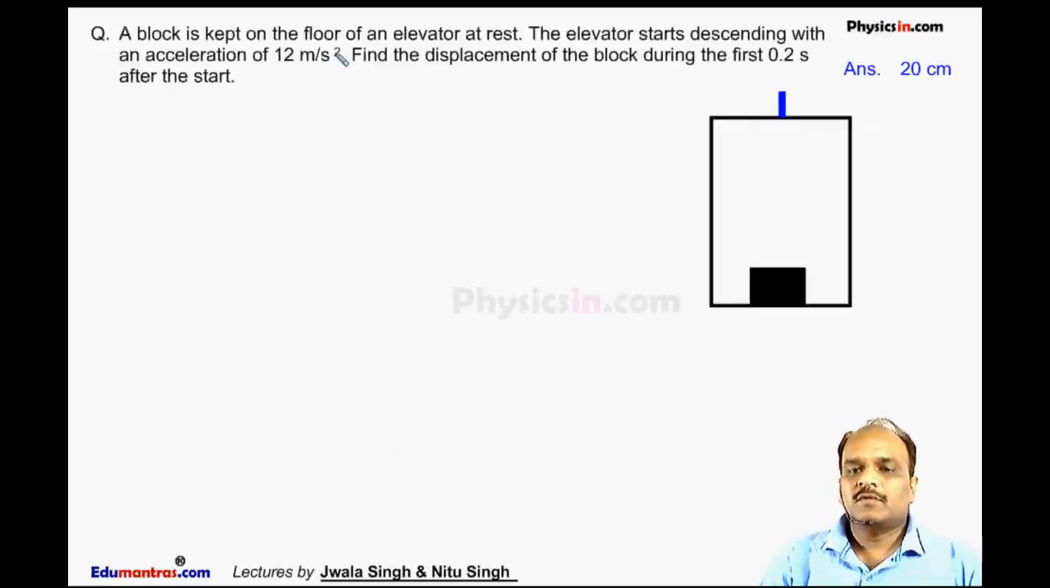Now here a block is kept on floor of an elevator at rest. This is an elevator which is at rest. The elevator starts descending with an acceleration. The acceleration of elevator is equal to 12 meter per second square. Find the displacement of the block in first 0.2 second after the start.